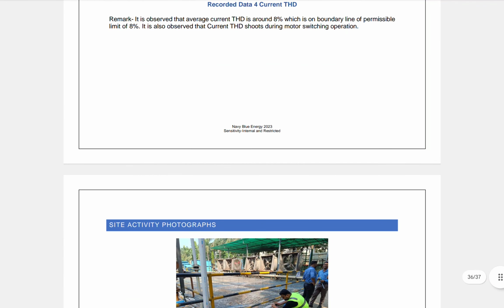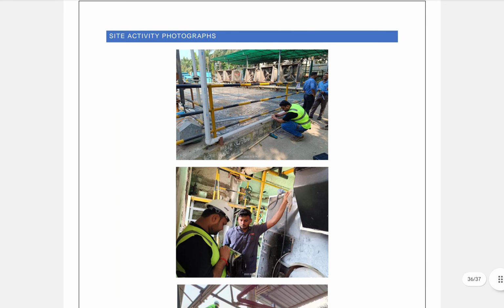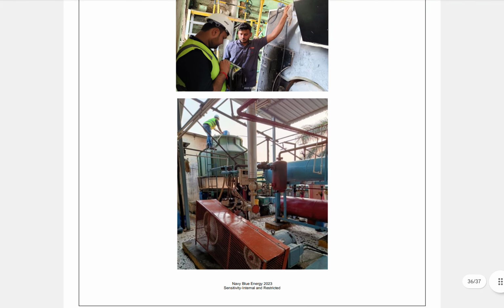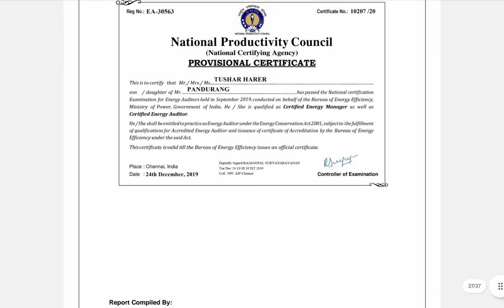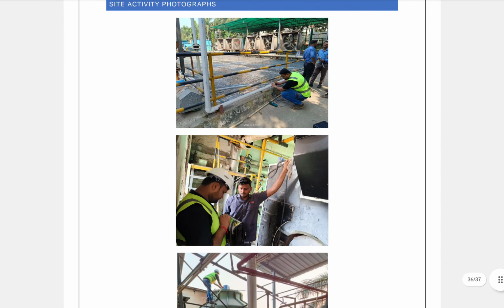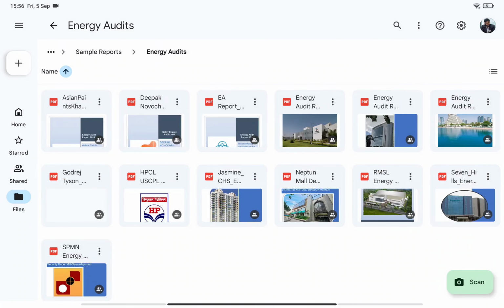The power quality analyzer is a portable equipment. Lastly, we can see site activity photographs. So these are the actual performed activities. And finally we attach the certificate. So this is one sample report, correct? Any questions on the energy audit, one by one?